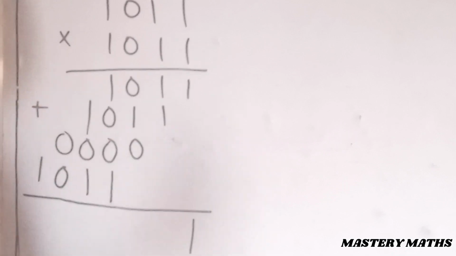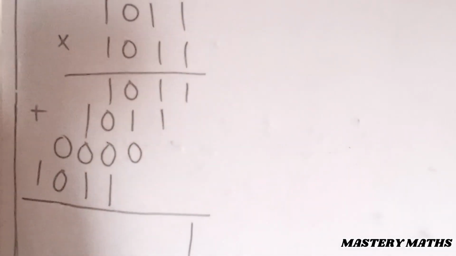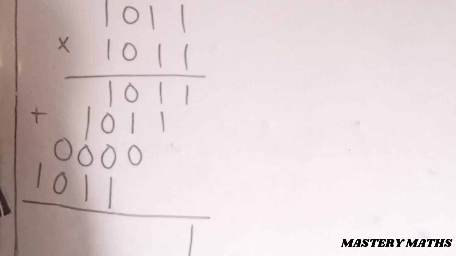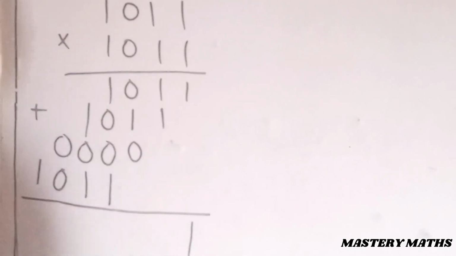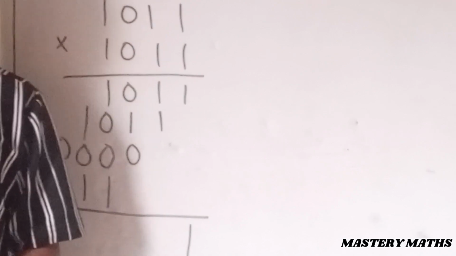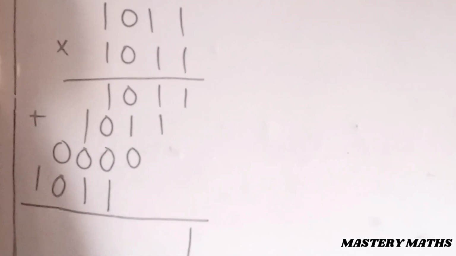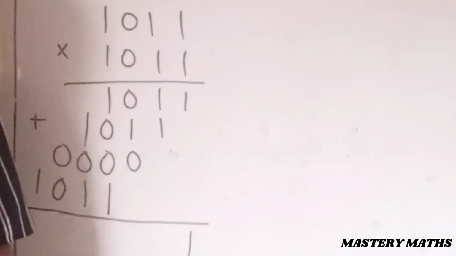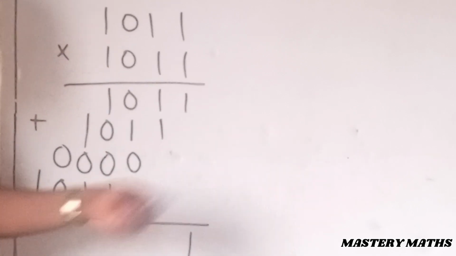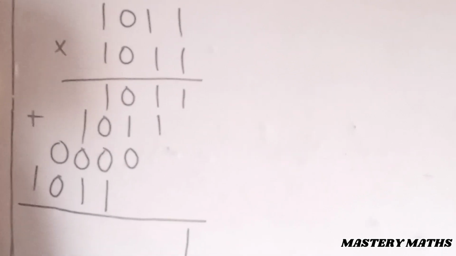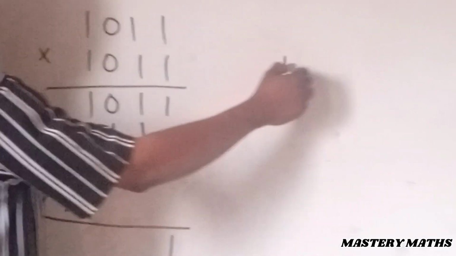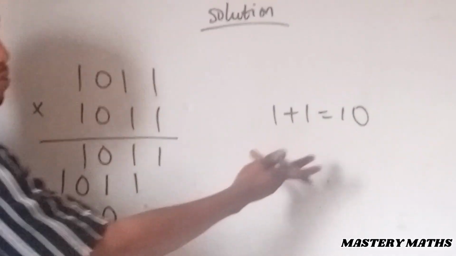1 plus 1 in binary is 10. Now you ask me, why is 1 plus 1 10 in binary? I've explained this before in my previous video, but I will just do a flashback and show you how 1 plus 1 is 10 in binary.